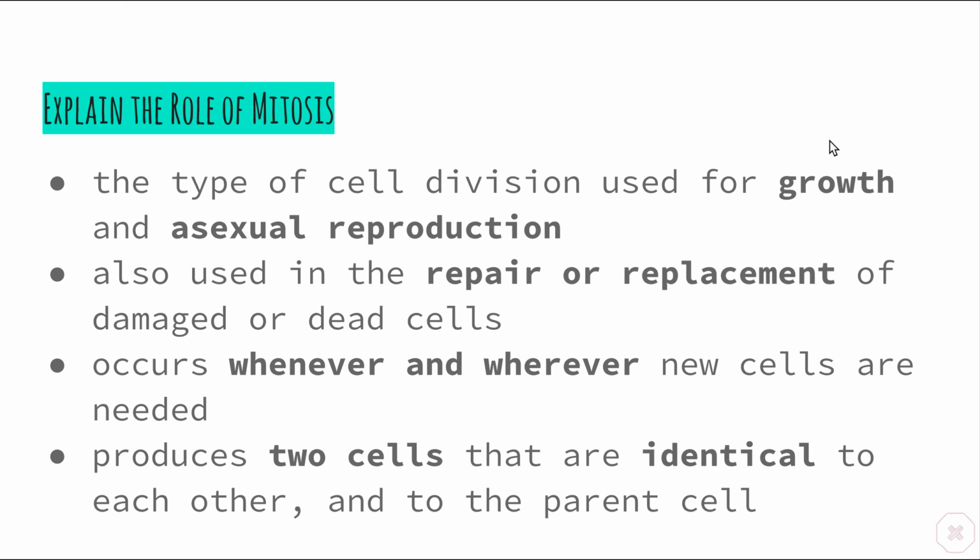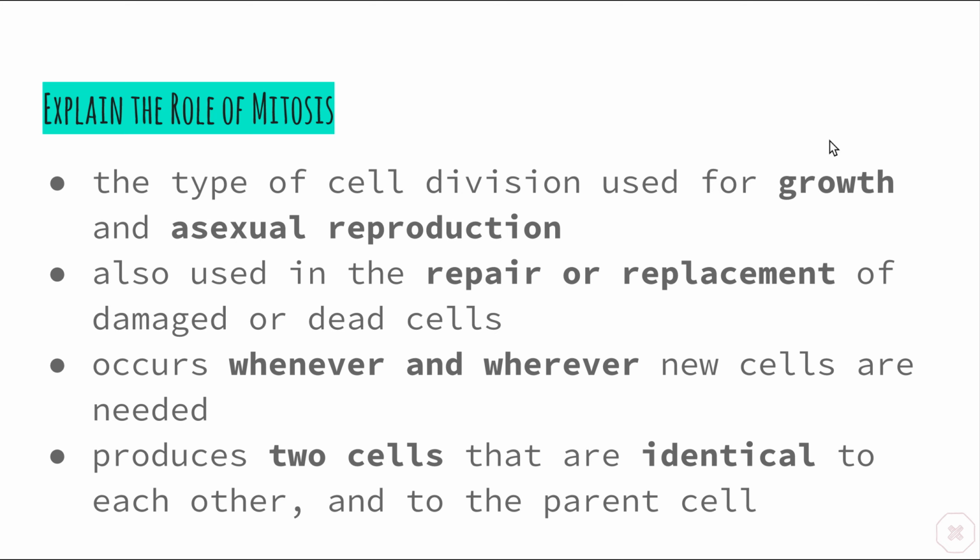Mitosis is also used for growth. So obviously, if an organism needs to get bigger, it needs to produce more of the same cells. So during childhood in humans, mitosis takes place quite a lot in our bones, in our muscles, in our skin, in order to produce more of those organs. So we can obviously get taller, get bigger, grow longer hair, get stronger muscles, etc.